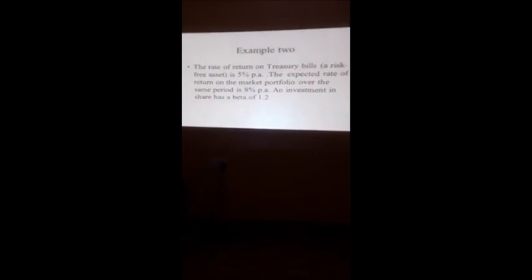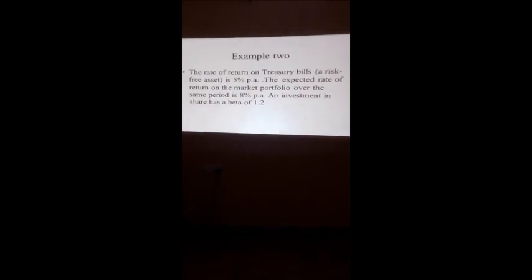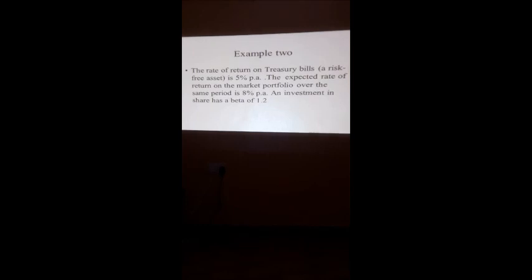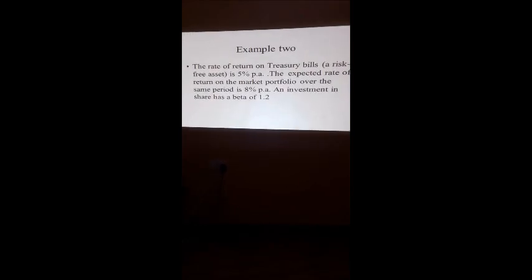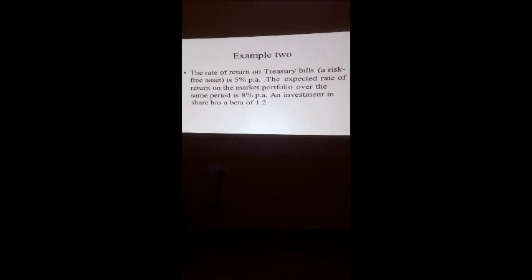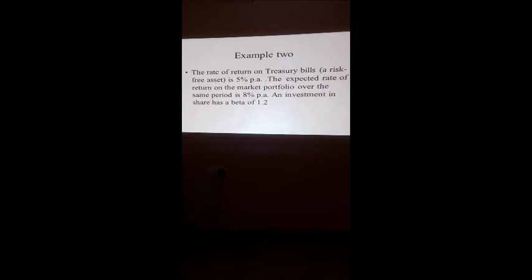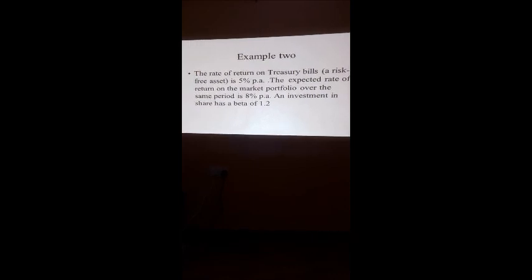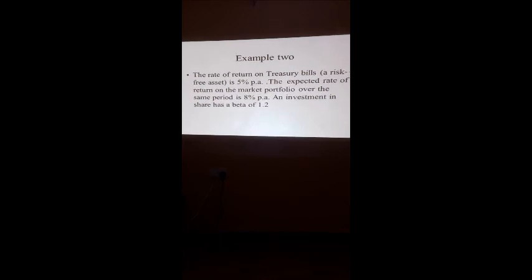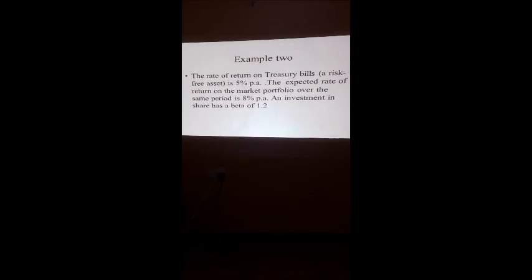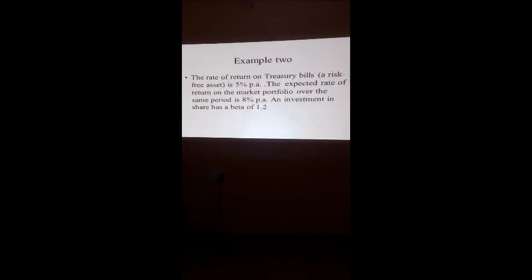Okay, example 2. We say the rate of return on treasury bills, which is a risk-free asset, is 5% per annum. The expected rate of return on the market portfolio over the same period is 8%. If an investment has a beta of 1.2, we are required to estimate the required rate of return on that particular asset.